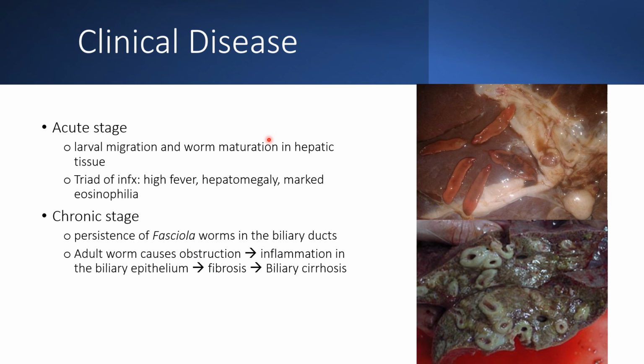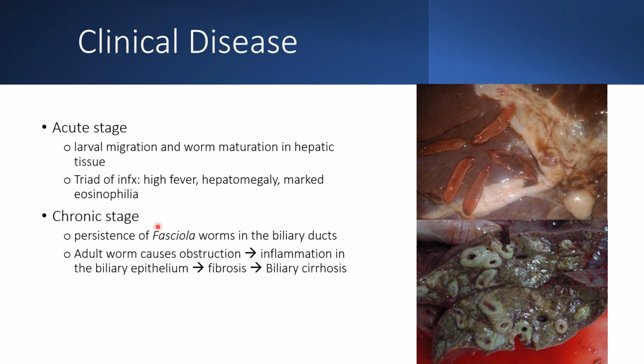So for their clinical disease, there are 2 clinical stages. For the first stage, the acute stage, this is due to the larval migration and worm maturation in hepatic tissue. So there is the triad of infection. There is high fever because of their immune response to the antigenic exposure. Hepatomegaly, because the liver is affected, it causes inflammation and fibrosis, so our liver and spleen enlarge. Then marked eosinophilia.